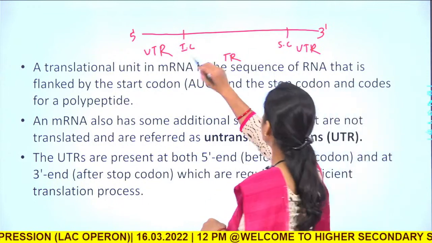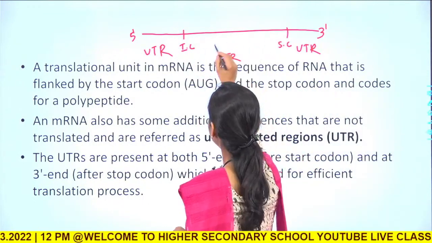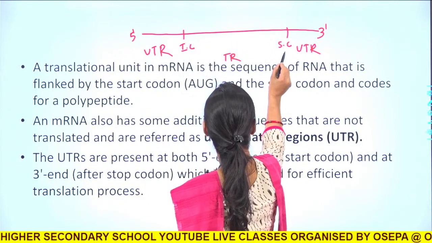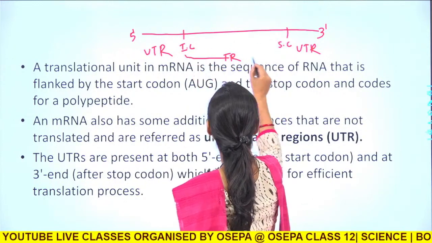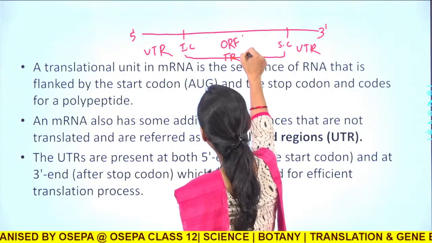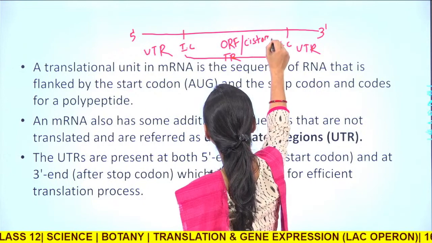So, what happens here? This portion from the initiation codon to the stop codon or termination codon is called the open reading frame, or in other words, we also can call it a cistron.